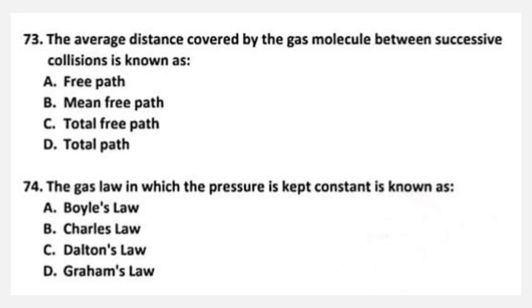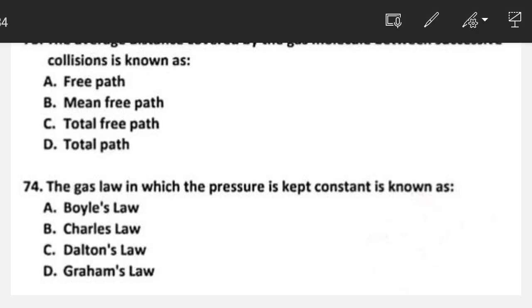Question number 73 is: the average distance covered by a gas molecule between successive collisions is known as: option A is the free path, option B is the mean free path, option C is the total free path, and option D is the total path. So the distance that is covered by the gas molecules between collisions, this path is known as the mean free path. So here the correct option will be option B, mean free path.